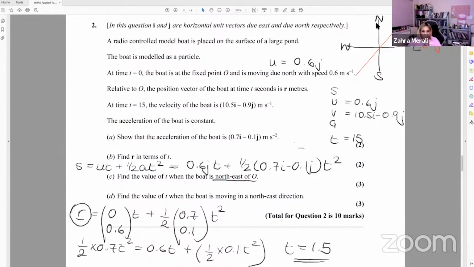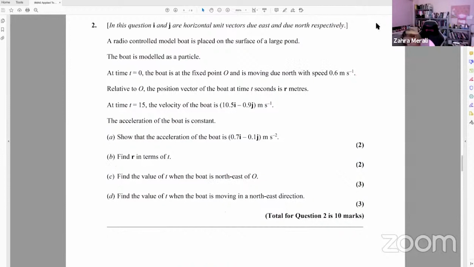Now it's telling you, find the value of t when it's moving. Now remember, movement is represented by velocity. So your velocity is v equals u plus at. We know our initial velocity is 0, 0.6. We've got our a, which is 0.7 minus 0.1 t. And now we're saying it's going northeast, so the same thing applies. It's when the i equals the j. So that's what you need to remember. You see northeast, you think i equals j.